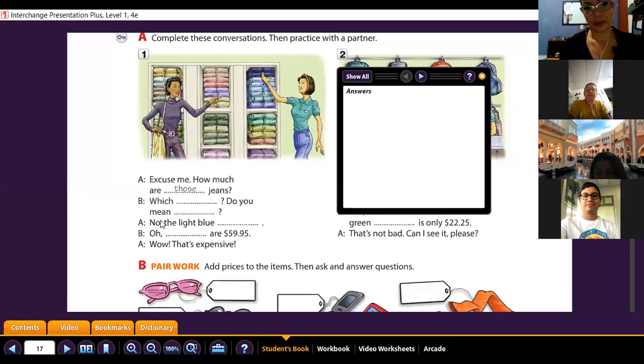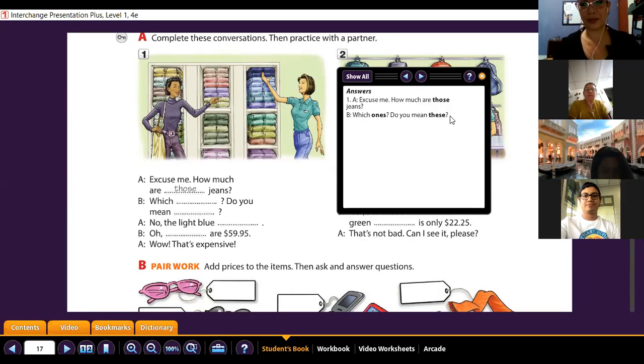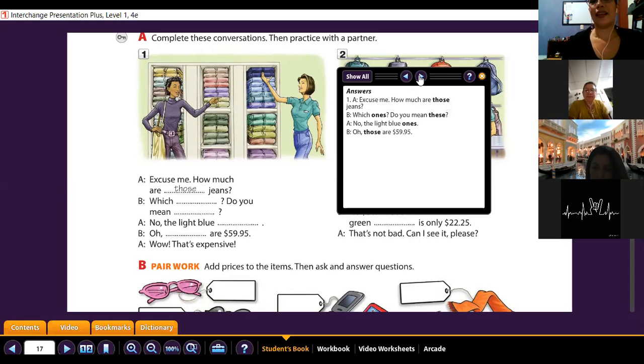Okay. Which one? Which ones? Okay, here, it starts, excuse me, how much are those jeans? Which ones? The blue ones. Do you mean these? No, the light blue ones. Oh, those. Those are, aunque si ponen they are, está bien también. Those are $59.95. And then she says, wow, that's expensive.